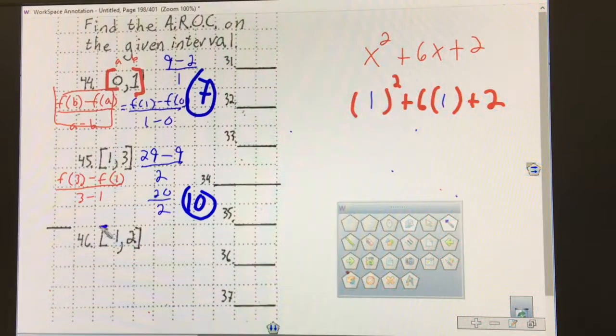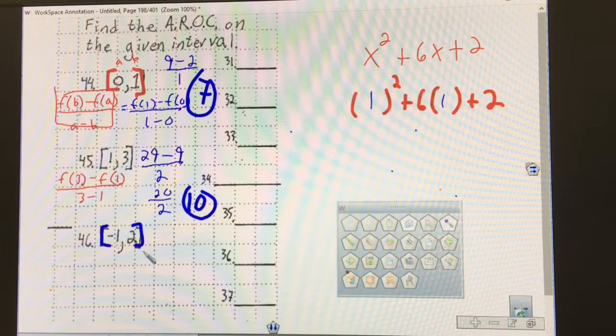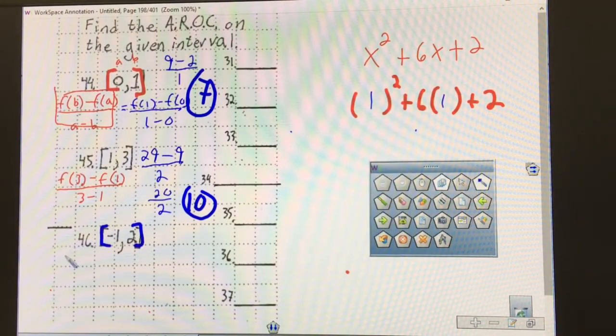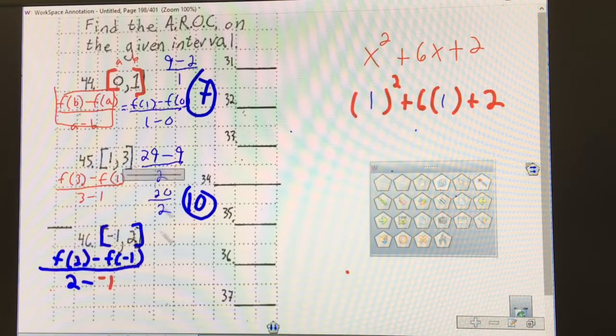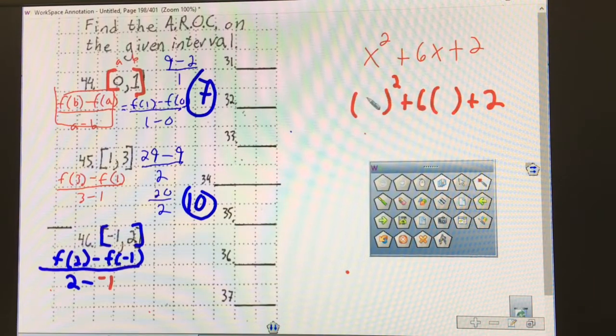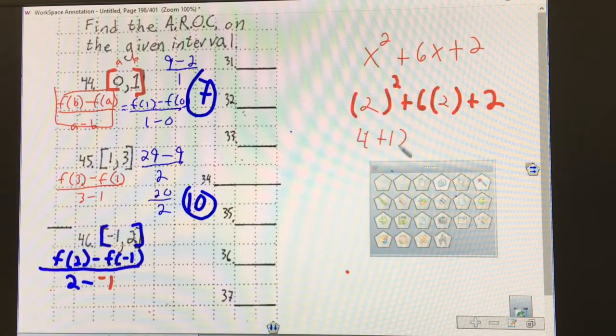I'm going to do the average rate of change on the closed interval from negative 1 to 2. Let's see what happens. So that's going to be f of 2 minus f of negative 1 all over, be careful, 2 minus negative 1. So that's going to give me 3 underneath. So f of 2, did I already do f of 2? No, I didn't do f of 2. So let me do f of 2. I'll plug in a 2. That's 4 plus 12 plus 2.